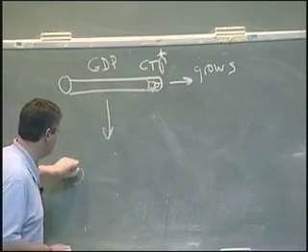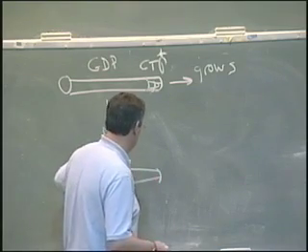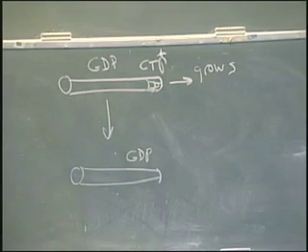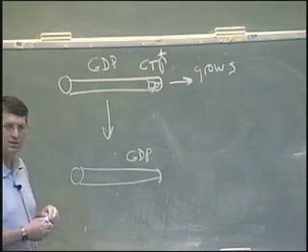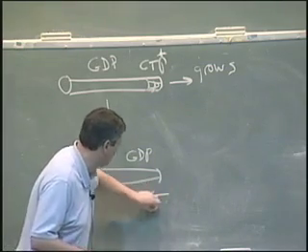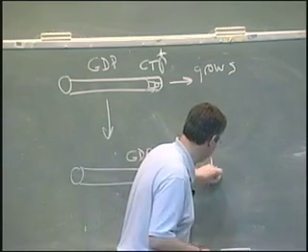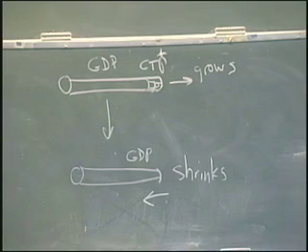And when that happens, you end up with GDP all the way through the microtubule. Okay? That microtubule is unstable, and it shrinks rapidly. So it shrinks or disassembles. And so basically what you have is a two-state system in which microtubules can grow or they can shrink.